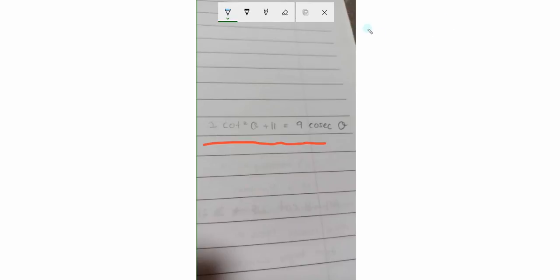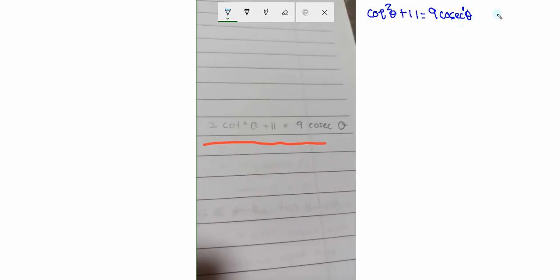Okay, let's look at this question over here. Is cotangent square theta plus 11 equal to 9 cosecant theta? Now remember, this is to the power of 1, this is to the power of 2. I have said before, for the power of 2, you must convert this to the same as the term which is cosecant to the power of 1. That means this cotangent theta square must convert into the term cosecant theta square.